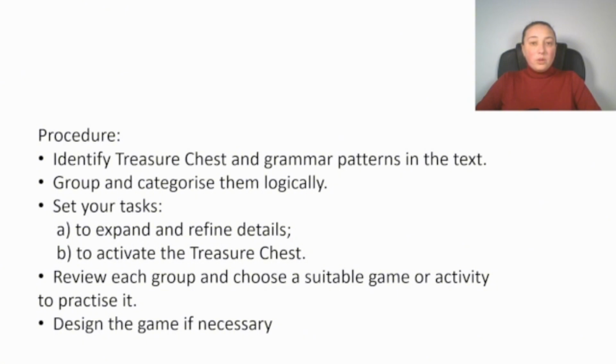So, how do we work with literature? First of all, we identify treasure chest and grammar patterns in the text. Then we group and categorize them logically. And then we look at this categorized treasure chest and set our tasks to expand and refine details or to activate the treasure chest or grammar. When we have set our tasks and we have our categorized treasure chest, we can review each group and choose a suitable game or activity to practice it.